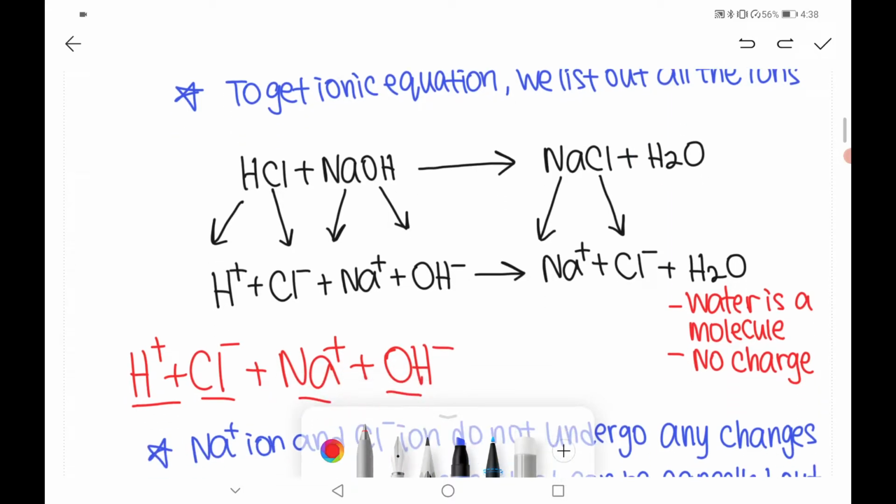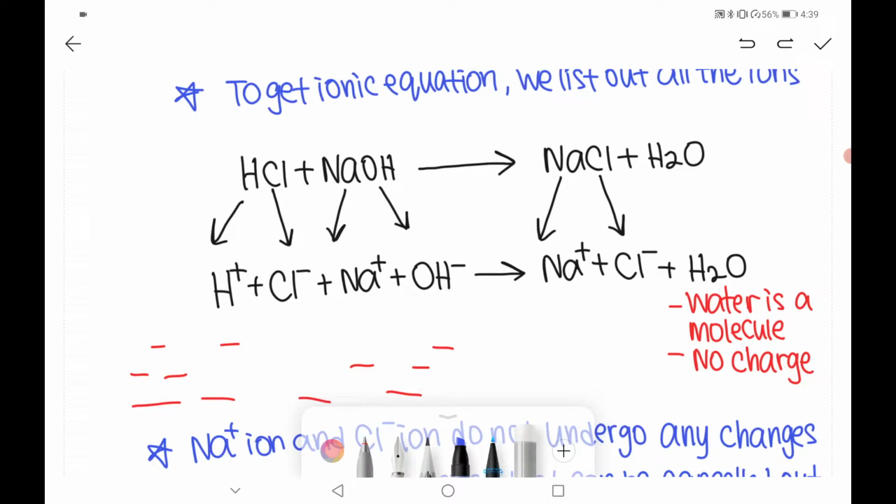Water is very special. Water doesn't have any charge because water is a molecule. We learned before, when non-metal combines with non-metal, they form a molecule. A molecule doesn't have charge. So water doesn't have any charge. So we just copy. This water doesn't have charge. We copied it here. Okay, so that's it.